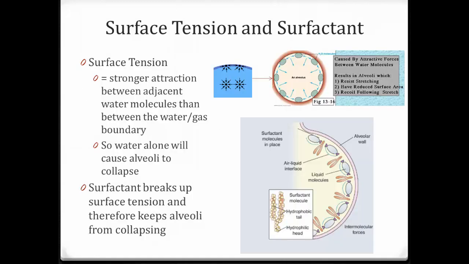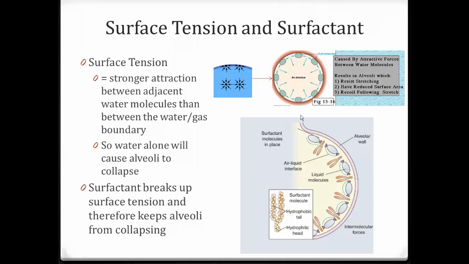Now, surface tension is a characteristic of water where you have a stronger attraction between the adjacent water molecules than between the water and gas boundary, which basically means, if you look at this picture here, these water molecules up on the surface of the water are more highly attracted to each other than they are to anything in the air above them. So the water molecules like each other. That's why when you drop a drop of water on a table, it forms a little water droplet instead of spreading out flat on the table. That's surface tension at work.